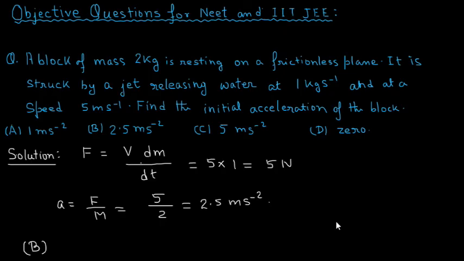Now let us see a few objective questions for NEET and IIT JEE and other competitive examinations. So the first problem is, a block of mass 2 kg is resting on a frictionless plane. It is struck by a jet releasing water at 1 kg per second at a speed of 5 meter per second. Find the initial acceleration of the block. And options are A 1 meter per second square, B 2.5 meter per second square, C 5 meter per second square, D 0.